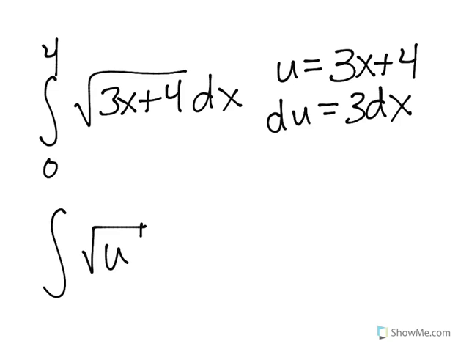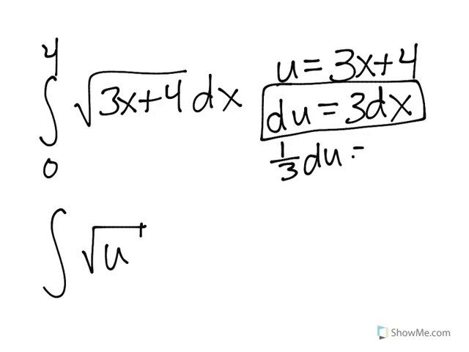So what we're going to do is take this du equation here, and divide both sides by 3, and we have 1/3 du is equal to just dx. So I can take that 1/3, pull it out front, and what I have is 1/3 times the integral of square root of u du.